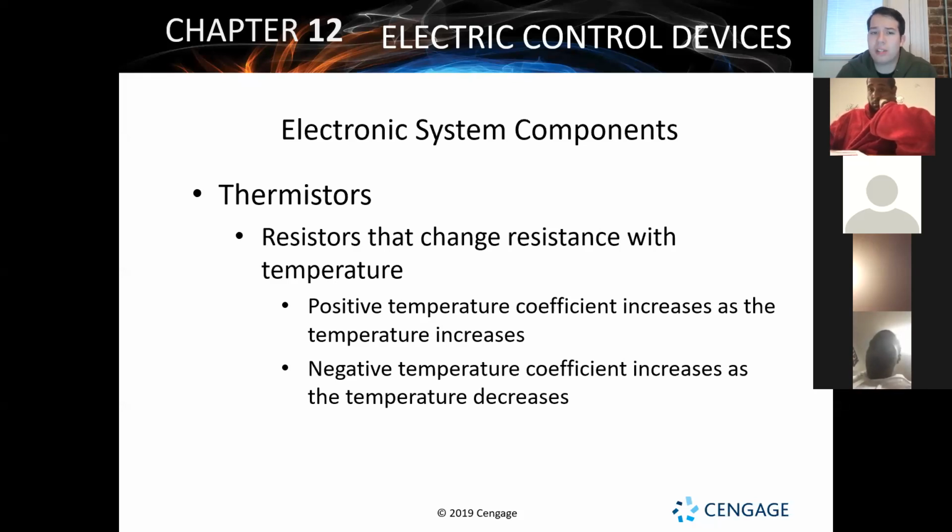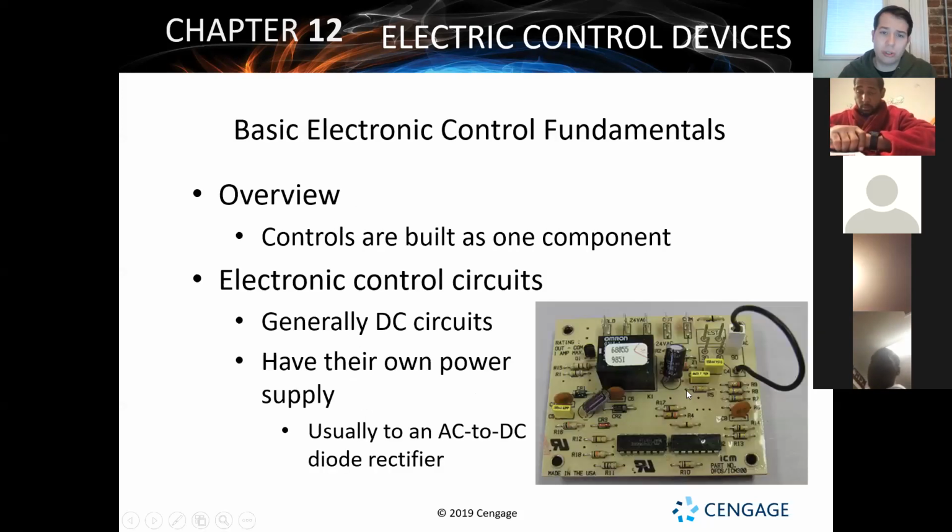What it's talking about is the amount of resistance in that thermistor is going to change. For a positive temperature coefficient one, as the temperature increases, we're going to have an increase in resistance. For the negative, as the temperature decreases, we'll have an increase in resistance. And that's how the system, by that electrical resistance, is able to know, okay, yes, we are at the correct temperature or not. So thermistors are used in a lot of different applications.